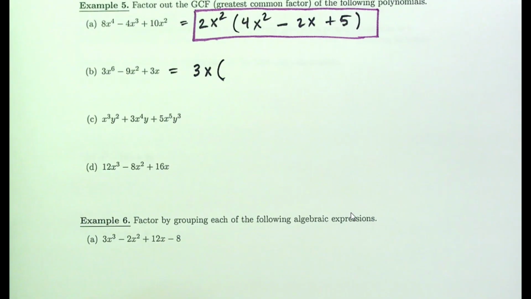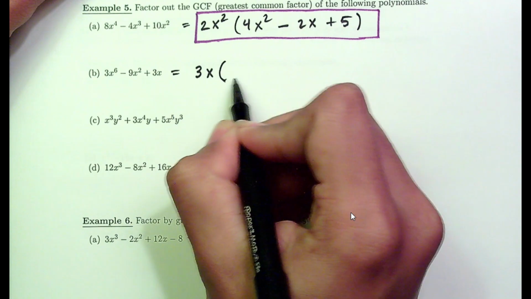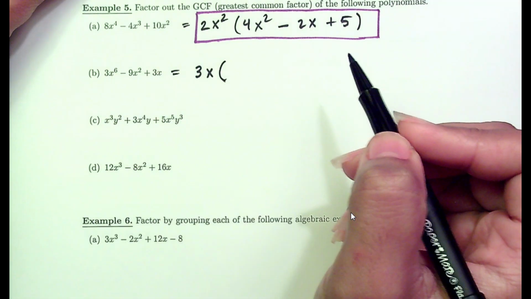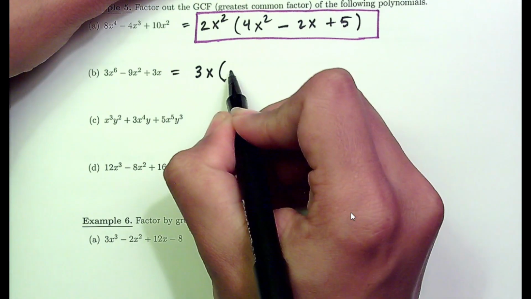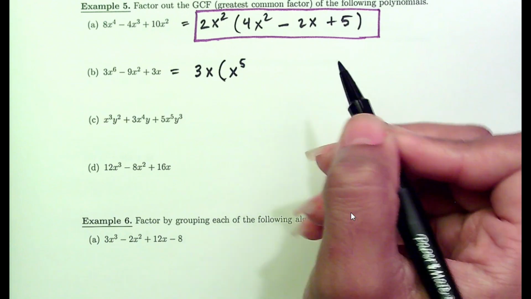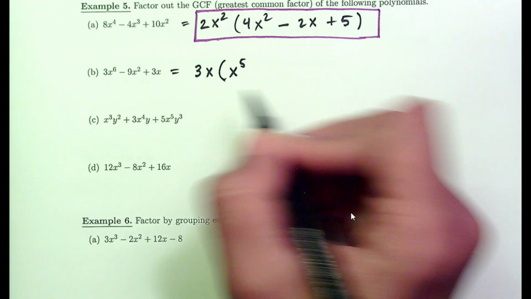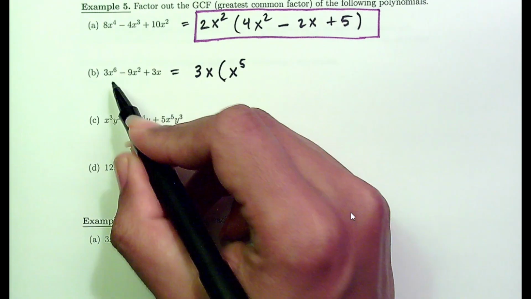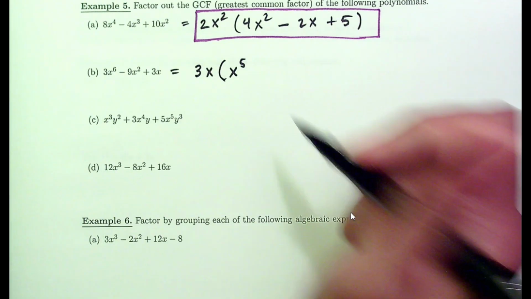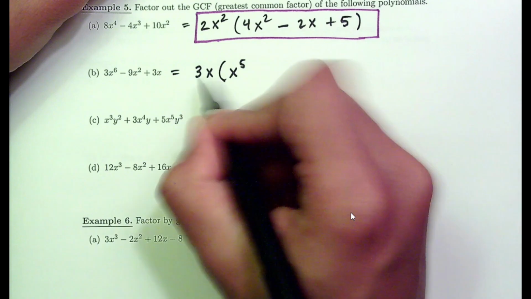And now we think, what am I supposed to put here so that when I multiply by 3x, I get back 3x to the 6? Well, if you think about it, what you need is x to the 5. Because x to the 5 times 3x is 3x to the 6. Alright, now moving on to the next one.